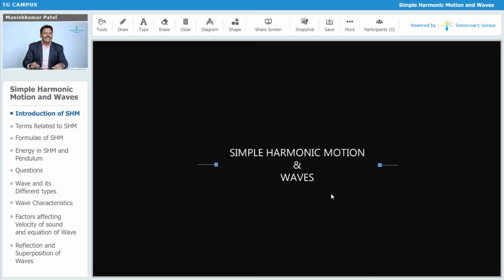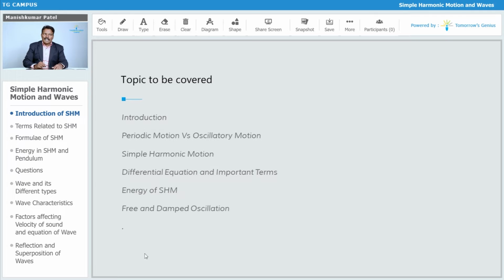Hello students, in this topic we are going to see simple harmonic motion and waves. So first we will discuss simple harmonic motion. In that we are just going to cover what we mean by simple harmonic motion.